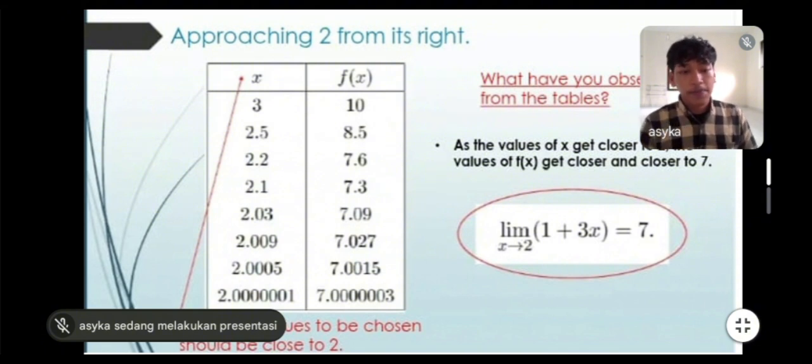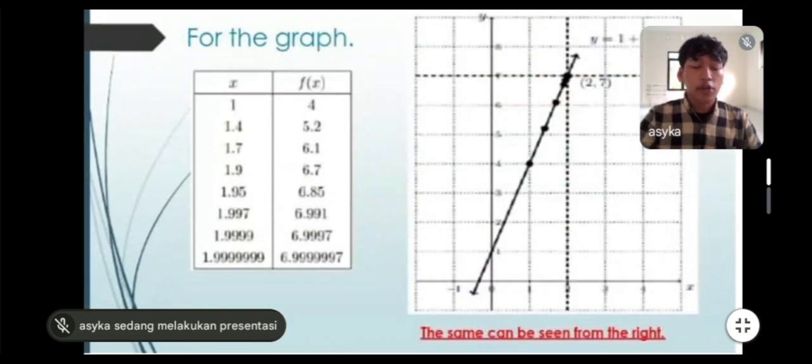So, the limit as x approaches 2 of 1 plus triple x equals 7. For the graph, the same can be seen from the right, and you can see it in the table.